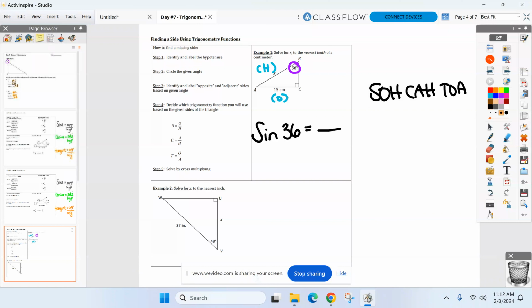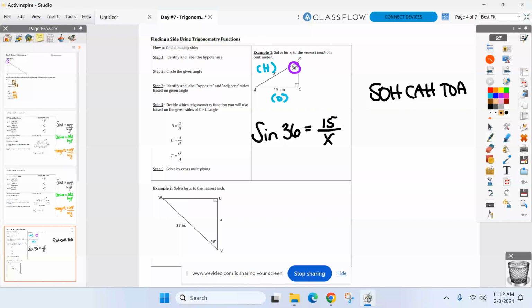Either x over 15 or 15 over x, right? Opposite over hypotenuse. So opposite 15 over hypotenuse x. There's the equation you're going to help me solve. Sine of 36 is equal to the ratio of 15 over x. Ooh, now the question is, how do I solve this?